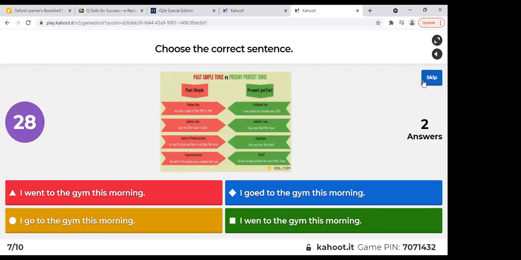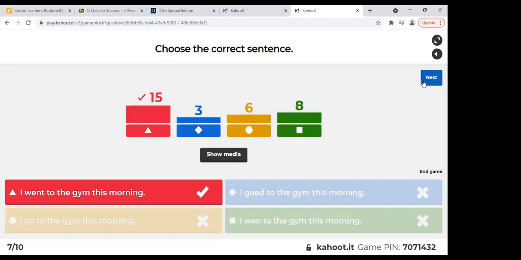Choose the correct sentence. Is it I went to the gym, I go to the gym, or I went to the gym? Okay, now we're looking at the past, the past simple. I went to the gym. Yeah, I went to the gym this morning.